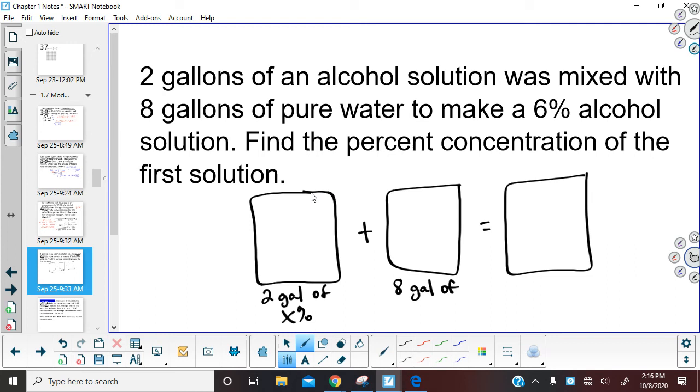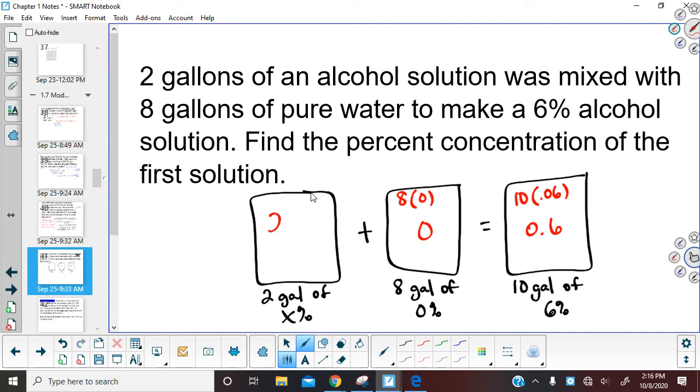And here's the thing, if it's pure water, it doesn't have any alcohol in it. So it's 0%. Now together, if we have 2 gallons of one thing and 8 gallons of another, we're going to have 10 gallons total. And it tells us in our information that the mixture needs to be 6%. Anytime you're dealing with an amount times a percent, you're multiplying those together. So for example, if it's 10 gallons of 6%, you're going to do 10 times 0.06 to figure out the amount of pure alcohol that's in it. This one, 8 gallons of 0%, so 8 times 0, that's just 0.